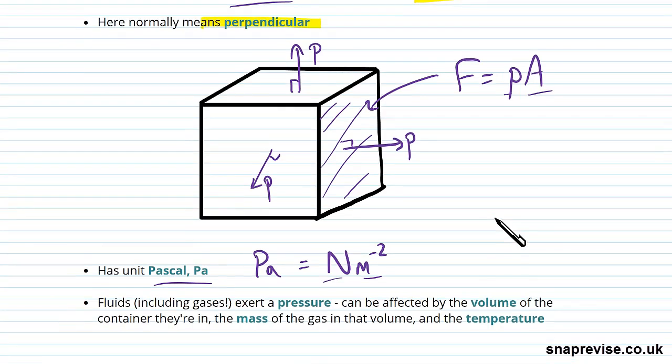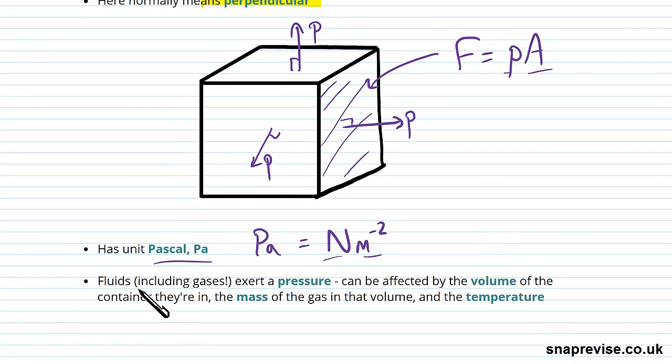Okay, so that's how we write down what pressure is, but what actually is it? Fluids, and gases are fluids too, exert a pressure, and it can be affected by the volume of the container they're in, the mass of the gas in that volume, and the temperature. That is to say, how much gas you've got, how big the volume you're dealing with is, and what the temperature of that volume of gas is as well.